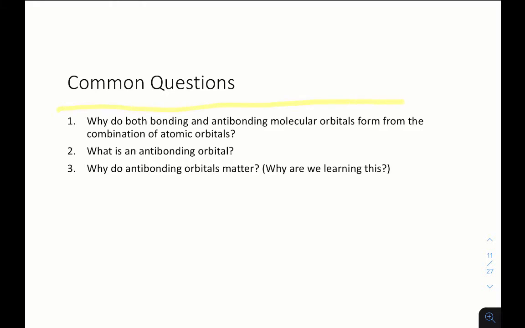First, why do both bonding and antibonding molecular orbitals form from the combination of atomic orbitals? So why? Second, what is an antibonding orbital? And third, why do antibonding orbitals matter? Why are we learning this?